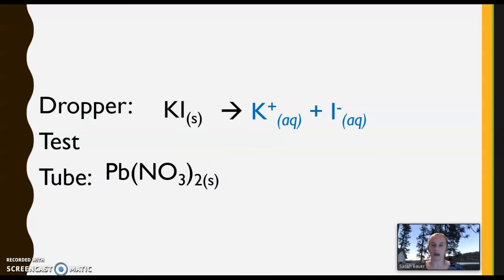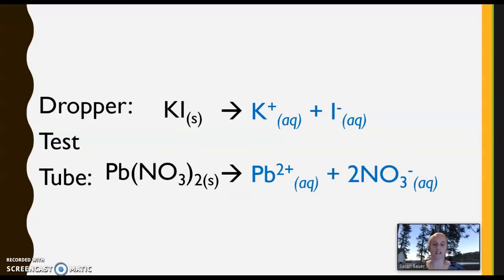So pause the video and write the dissociation equation for when lead(II) nitrate dissolves in water. The dissociation equation should look something like this, where we have the ions, the ionic charges identified. We've separated them. We've moved this 2 in the front. These nitrates are not together in a crystal lattice structure anymore, but there are 2 for every 1 lead. So it should look like that. So hopefully you did a great job there.